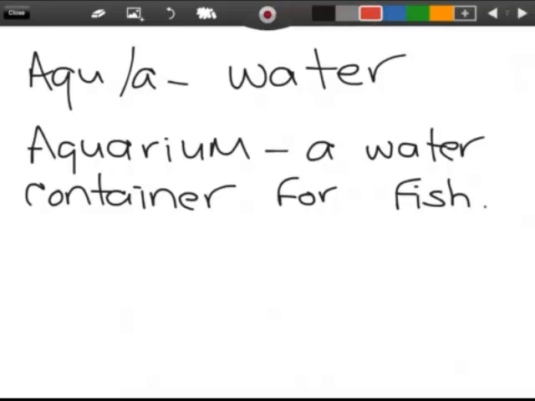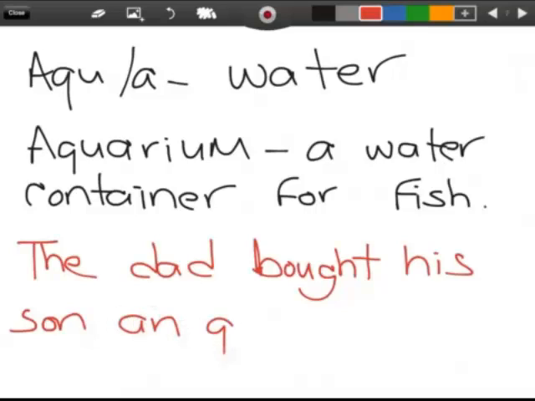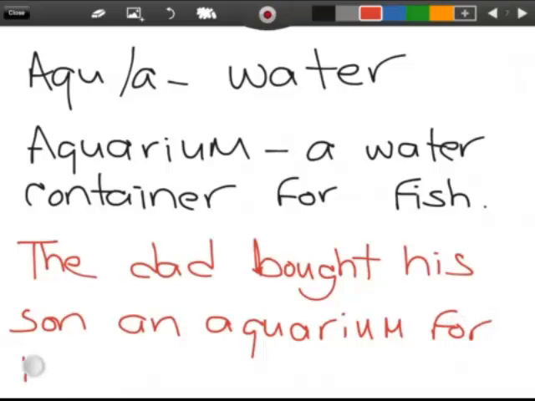And if I wanted to use this in a sentence, I could say the dad bought his son an aquarium. Sorry about that. An aquarium for his birthday.